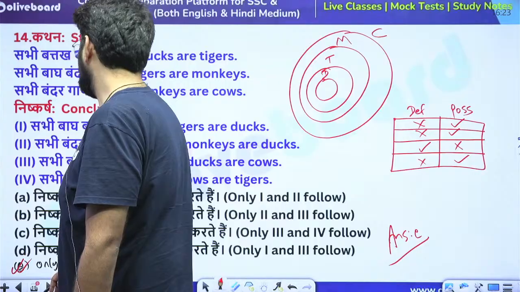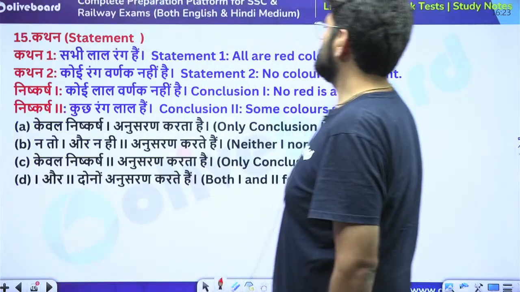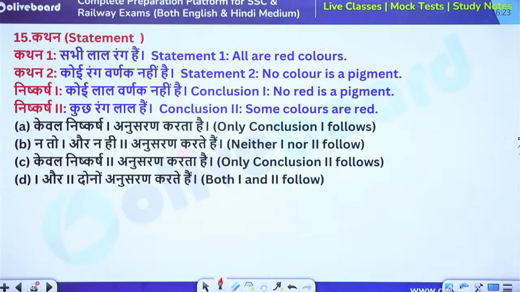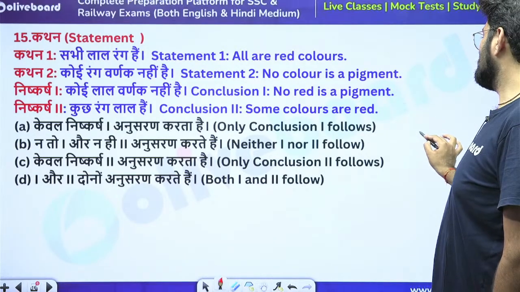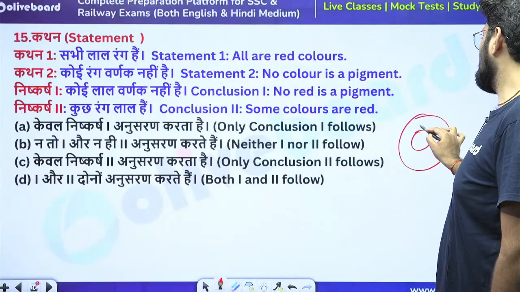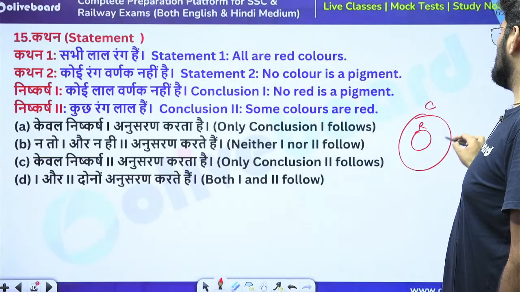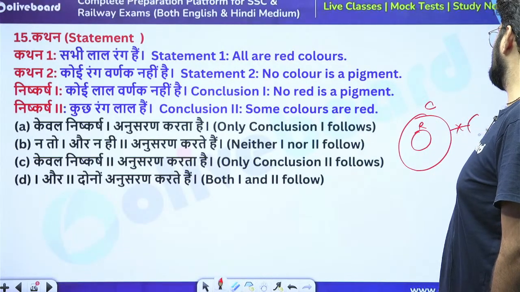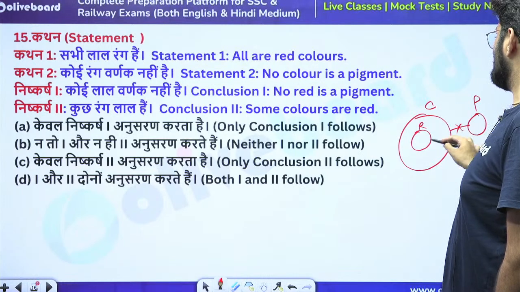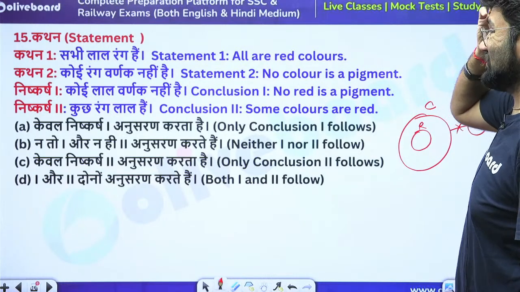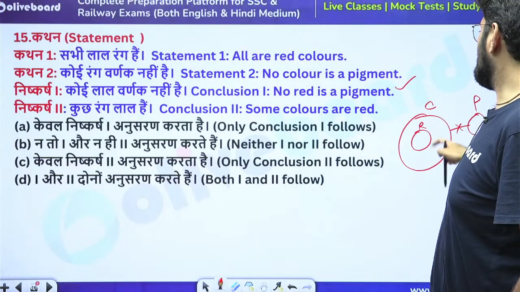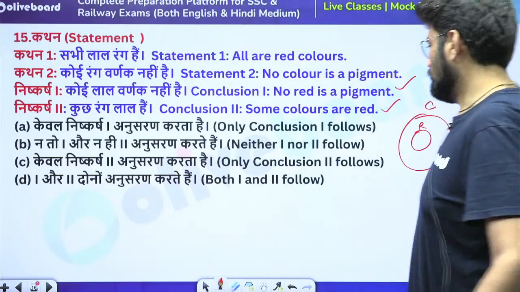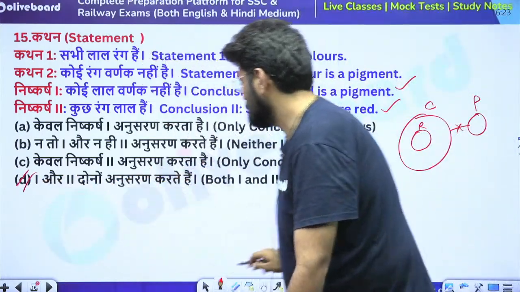Yes, true. So under possibility, this will change like this. Okay. Next. I think it is all red are colors. No color is a pigment. No red is a pigment, of course. Oh, this is the conclusion. No red is a pigment. Yes, absolutely right. And some colors are red, absolutely right. So both follow. Both 1 and 2 follow. Option D is the right answer.